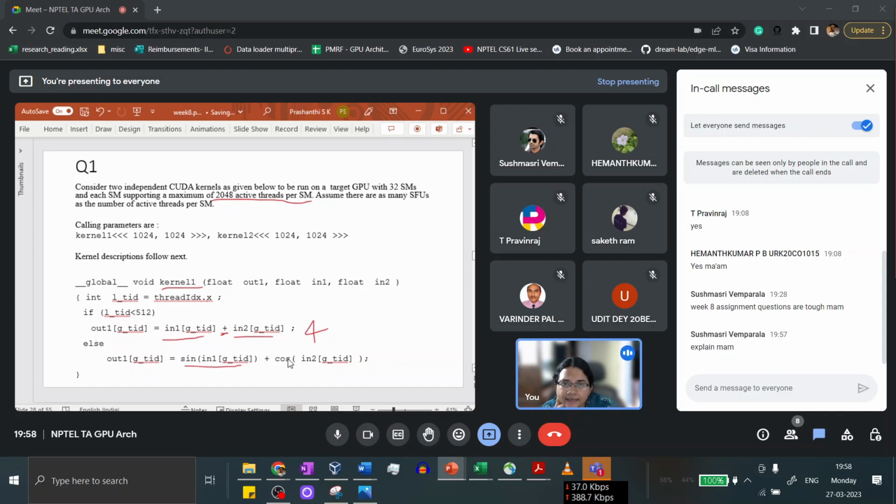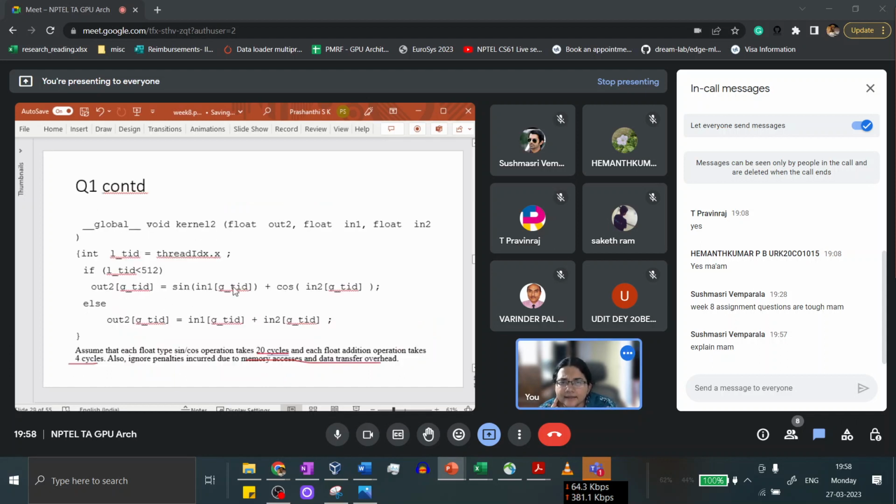And we have one sine, one cos and one addition here. So the sine takes 20 cycles, the cos takes 20 cycles, and then the addition takes 4, right? So this is 24 plus 20, 44. So this kernel takes 4 plus 44 cycles. This kernel is basically the same set of operations but reversed. So again this takes 4 cycles, this takes 4, 20, 20, so 44, right? So both of them take 44 plus 4, 48 cycles.